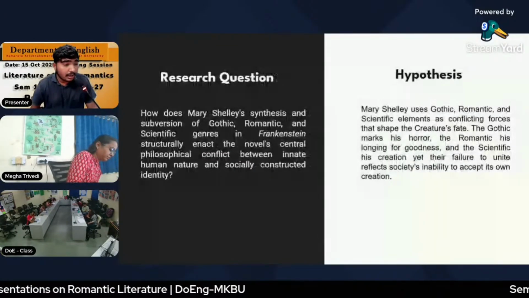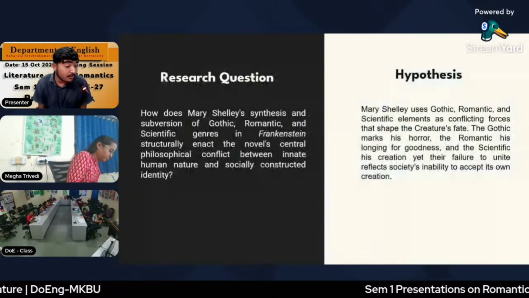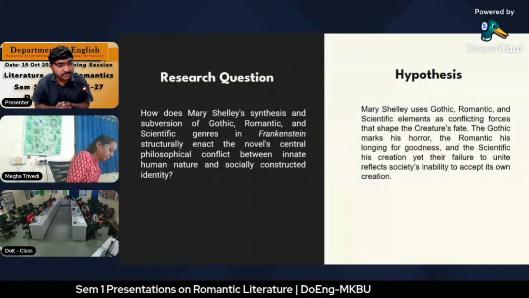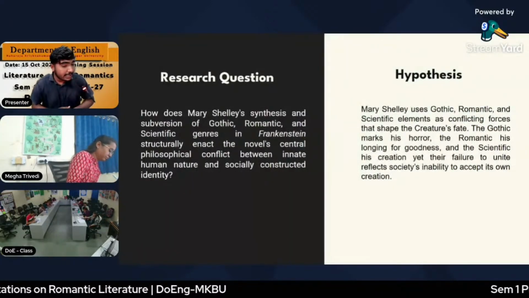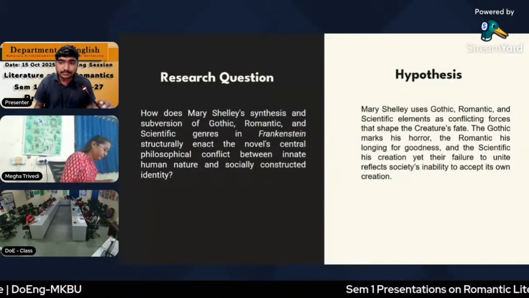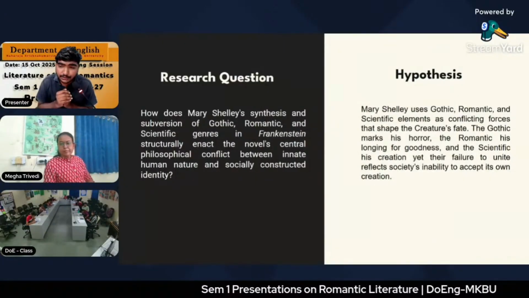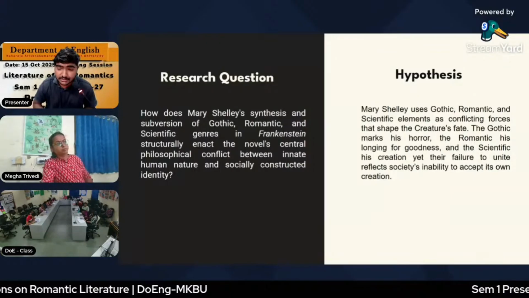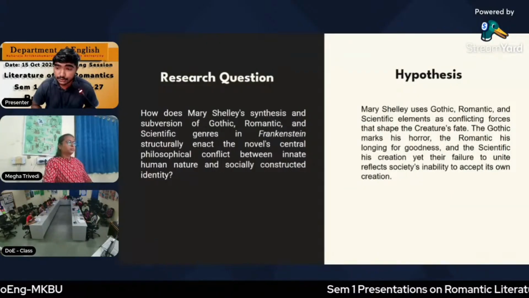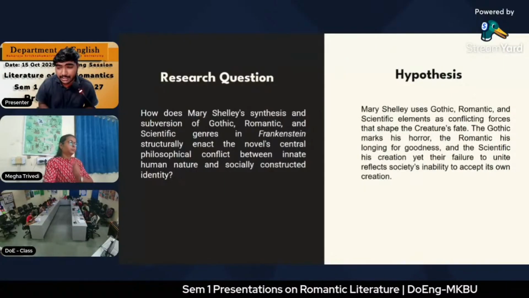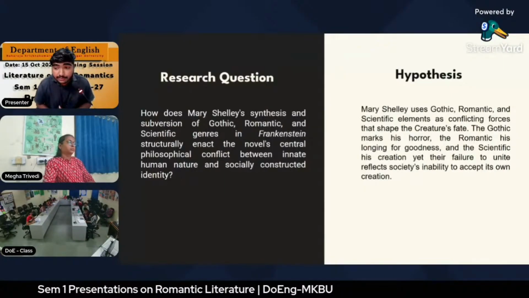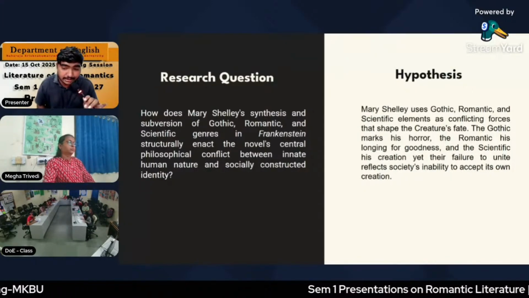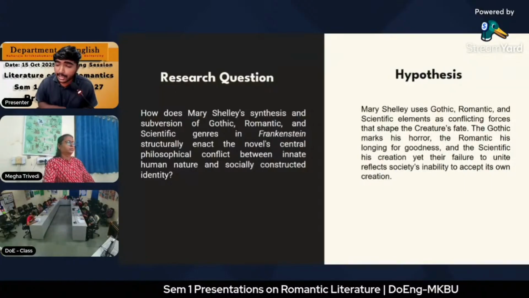The research question is: how does Mary Shelley's synthesis and observation of Gothic, romantic, and scientific genre in Frankenstein structurally enact a novel's central philosophy, the conflict between innate human nature and society-constructed identity? The hypothesis is Mary Shelley used Gothic, romantic, and scientific elements as conflict forces that shape the creation's fate. The Gothic marks horror, the romantic longs for goodness, and the scientific is a creation and its failure to reflect society's inability to accept its own creation.